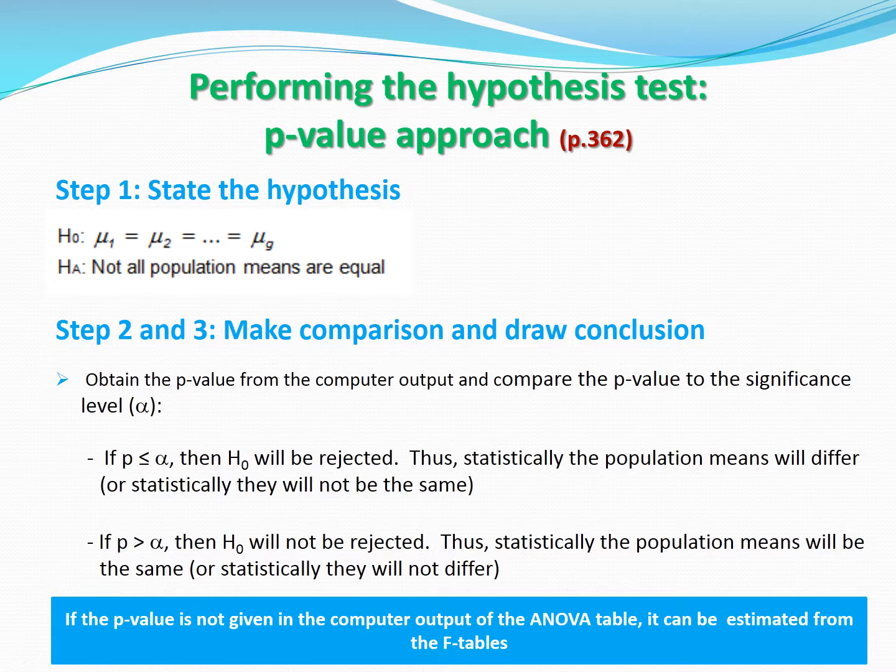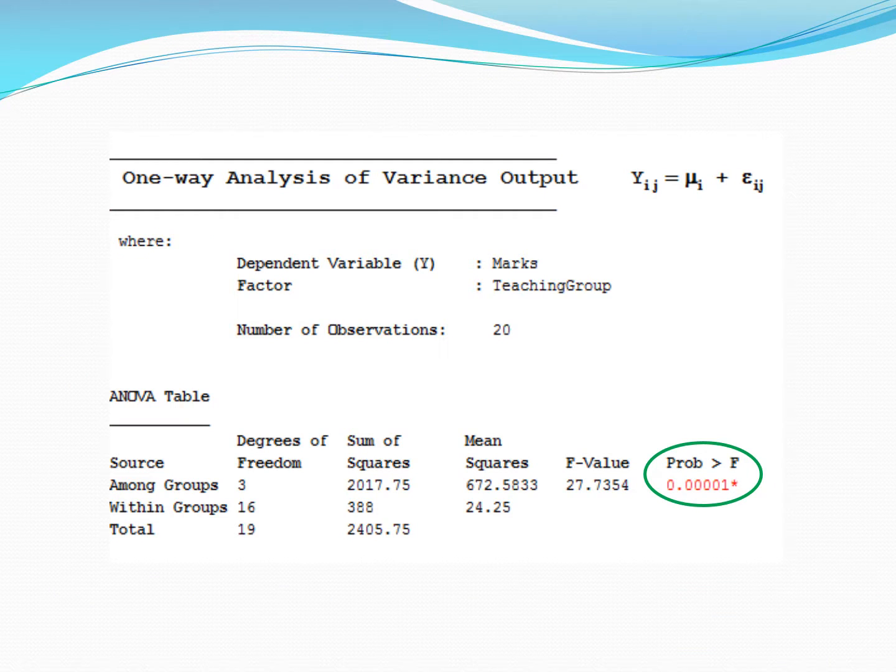If the p-value is not given on the computer output, then we can estimate that from the F tables, but since we only have the 1% and the 5% F table, our range of values will be very limited, but you can read through that section in the textbook since it's not part of the outcomes, so you will not be tested on that in a test or exam. On the computer output, you will find your p-value here in the last column in your ANOVA table.